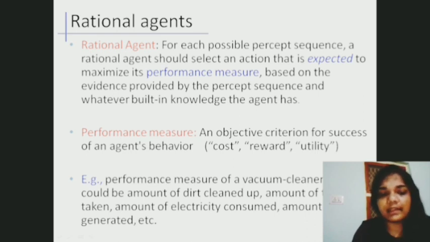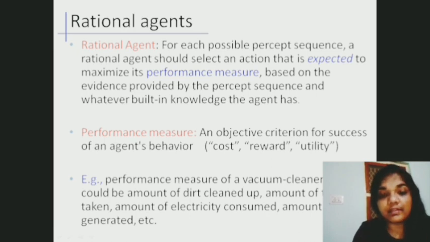Now, I explained that performance measure can be in terms of cost, in terms of reward, in terms of utility. There can be different measures, but performance measure can be anything that, in short, can improve the performance of the agent. Fine. Performance measure, this is the example regarding the vacuum cleaner that we have seen.